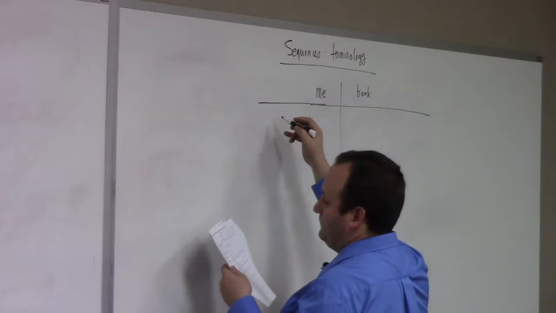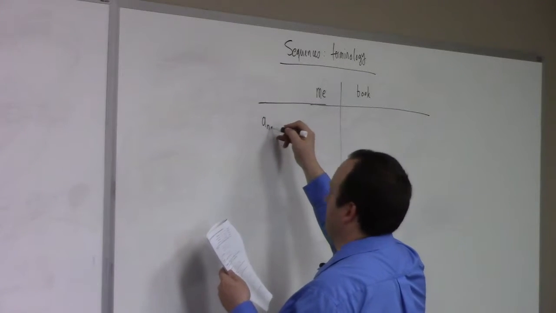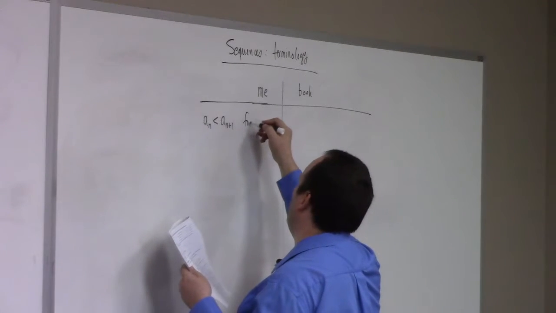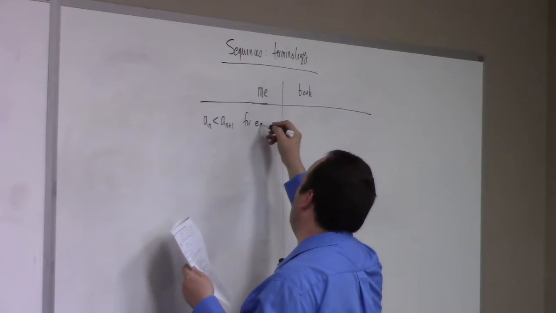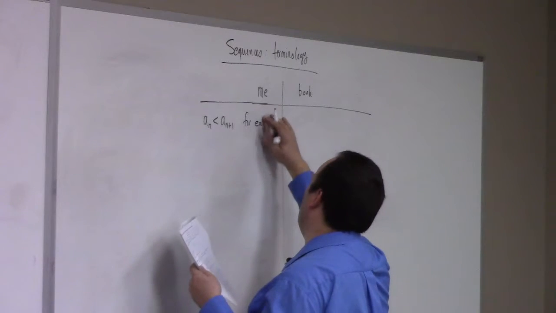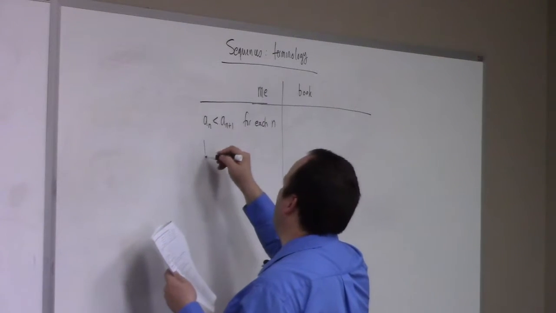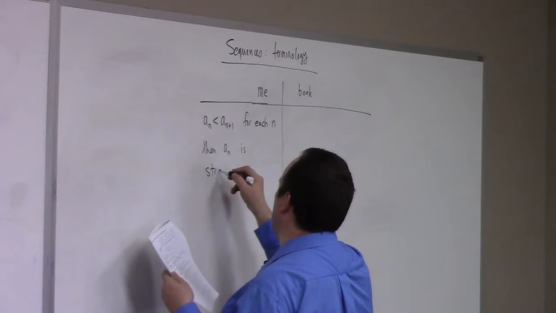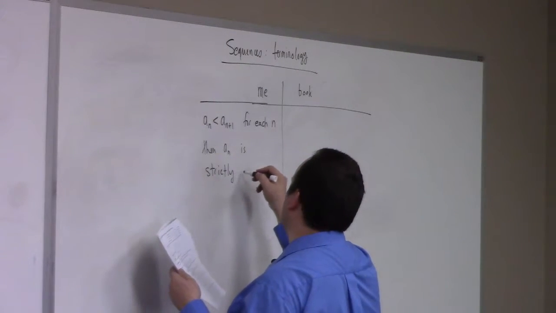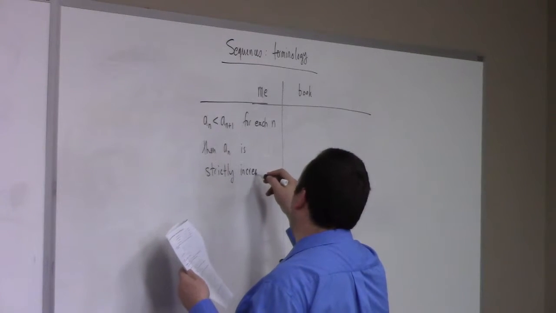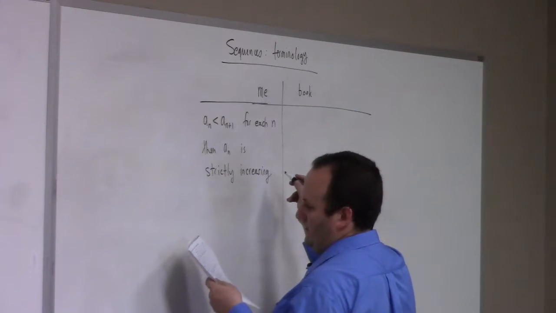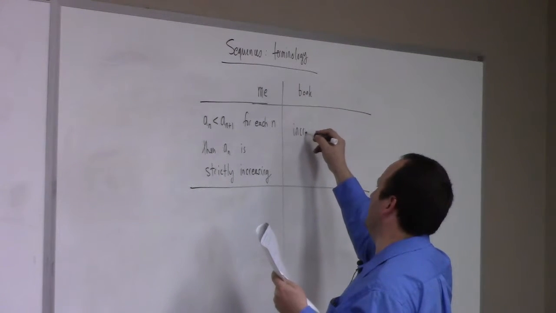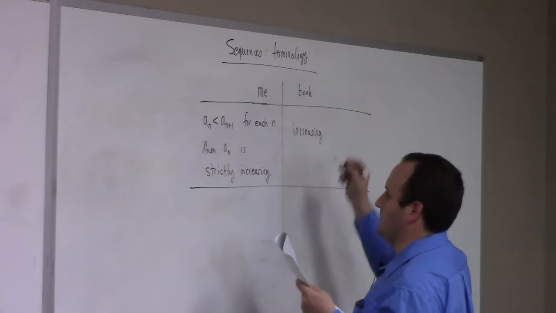So I say that if a_n is less than a_{n+1} for each n, then a_n is, I like to say, strictly increasing. The book just says increasing. I do not like this terminology.